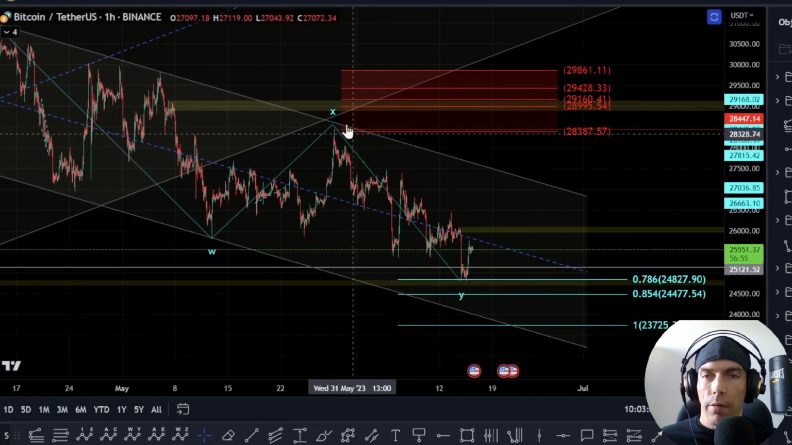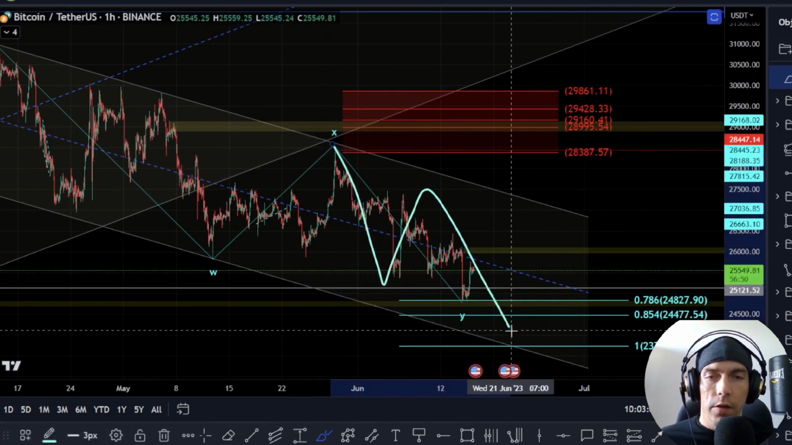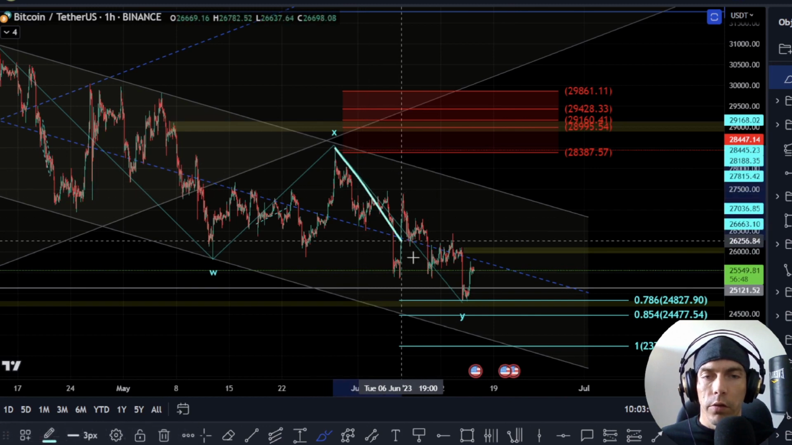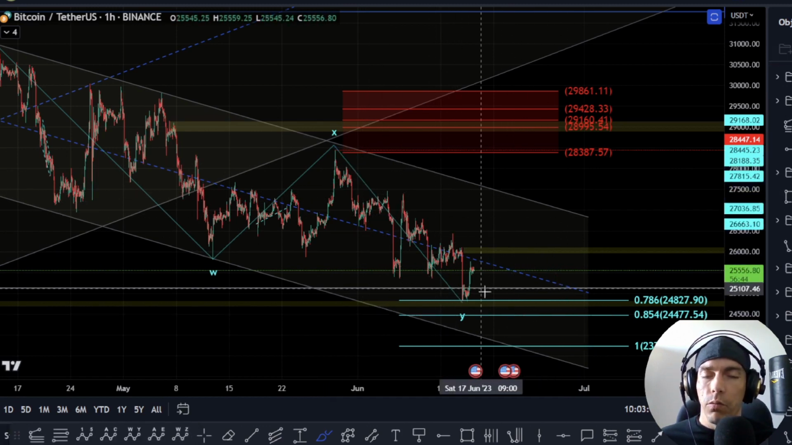We could argue that we have a high in place over here, and we're actually looking to form this as an A, B, and a C. Or alternatively, this whole move here could become an A, we get a B, and then a C wave to the downside. So I haven't ruled that out either.